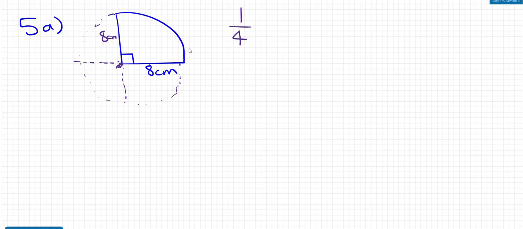So the perimeter of this quadrant, this quarter of a circle, would be this line plus that curved part, the quarter of my circumference. So I can do it this way: quarter of the circumference plus the 2 lines. So plus 8 and plus 8. That's the perimeter of my shape. So the only thing I need to calculate is, what is this length here, the quarter of my circle?